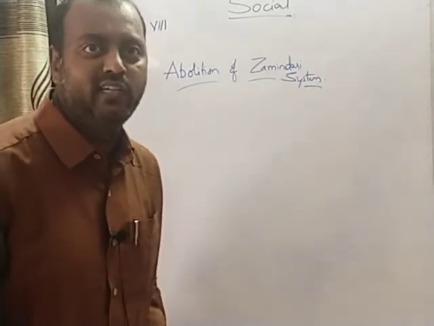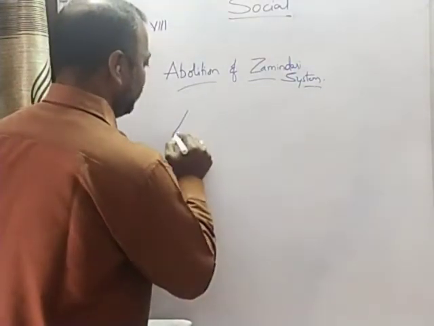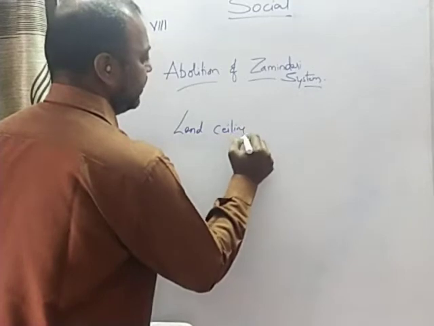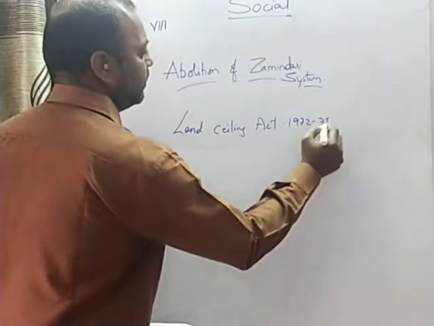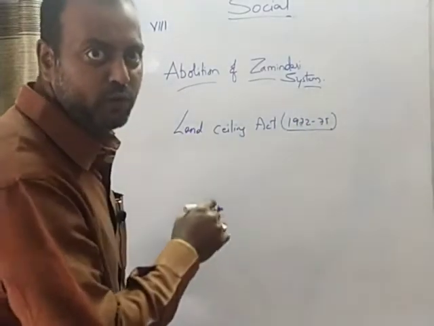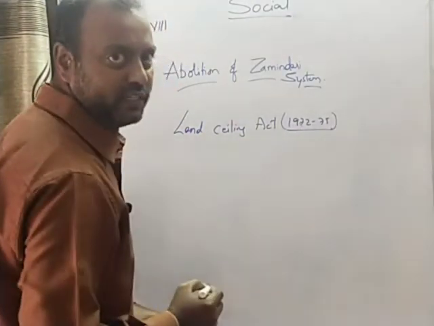Land Sealing Act, children. ये सीलिंग बोले तो क्या है? सील कर देना. Land Sealing Act. This is one important act, children. Land Sealing Act 1972 to 75. ये याद रखो. 72 to 75. इसमें एक बड़ी लूप होल है. There is a big loophole in this only in 1972 to 75.